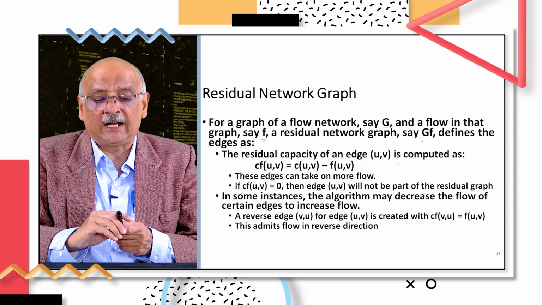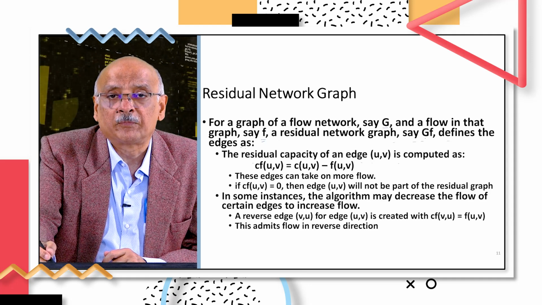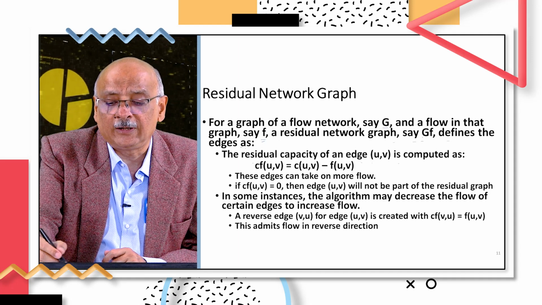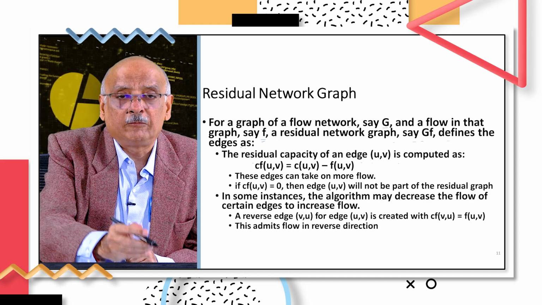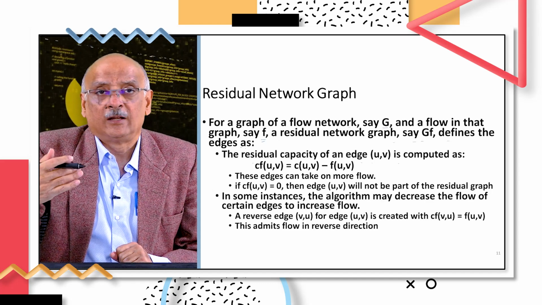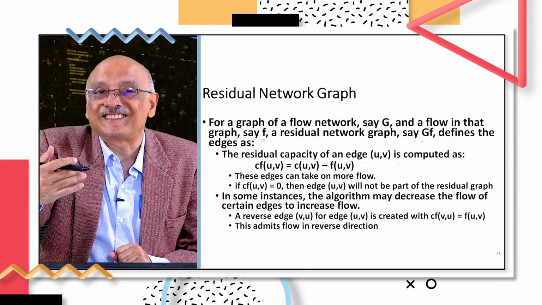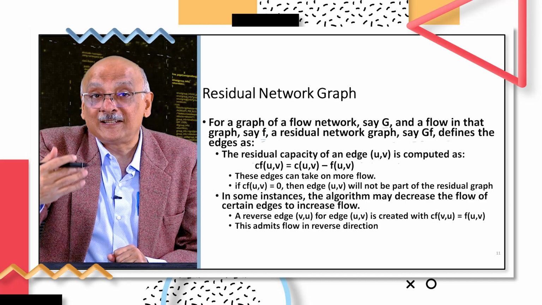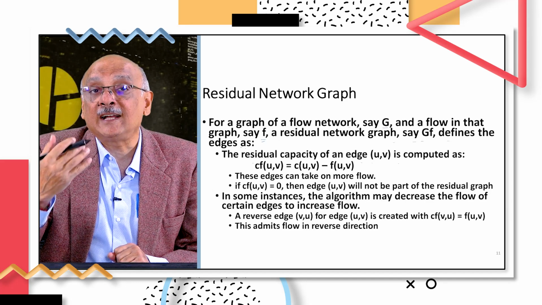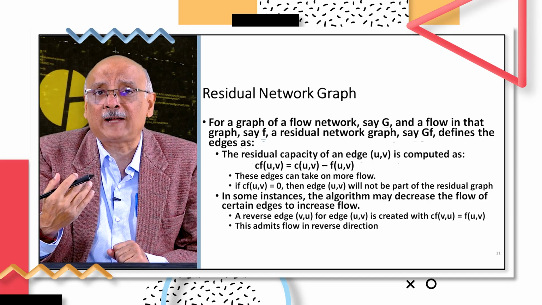So when we are referring to the residual network graph, we need to define the edges. The nodes are not going to change. The nodes remain the same. What is going to change is the edges. And how are we going to define the edges?